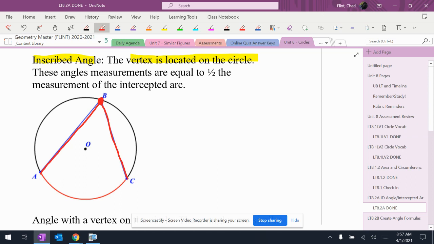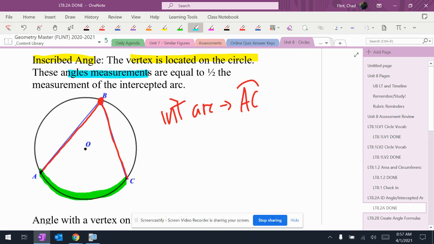I'm not going to draw the alligator teeth every time. All right, but this would be the intercepted arc for that angle. So the intercepted arc would be AC. Now, this has a different rule. It says the angle measurement is equal to half the intercepted arc. So this time it's half the intercepted arc.